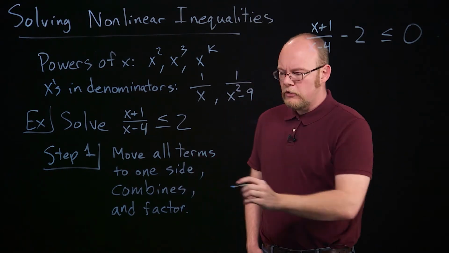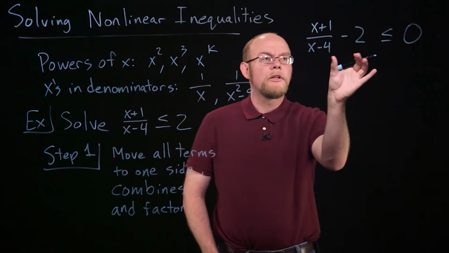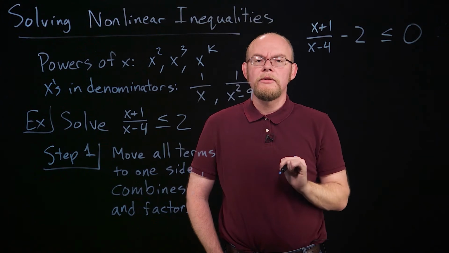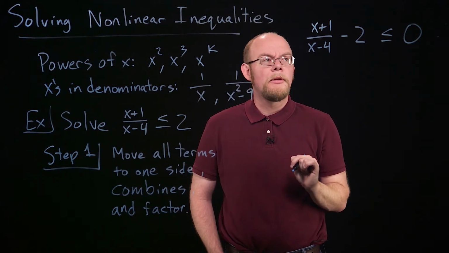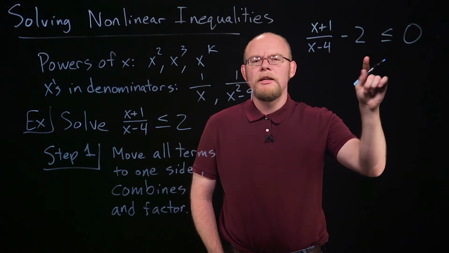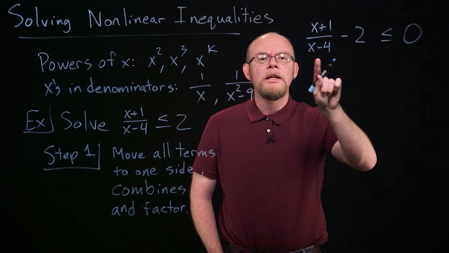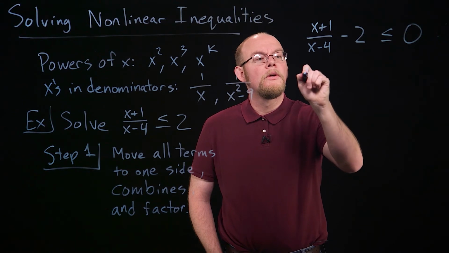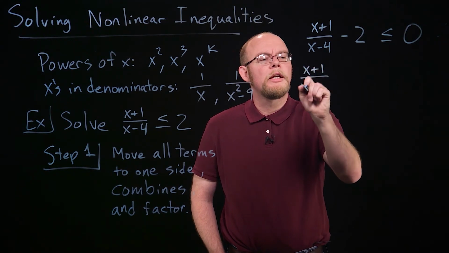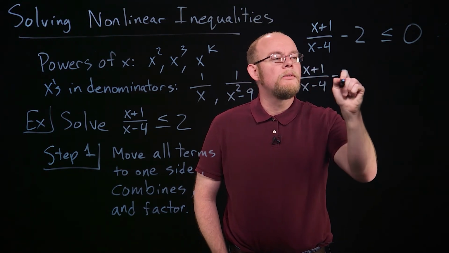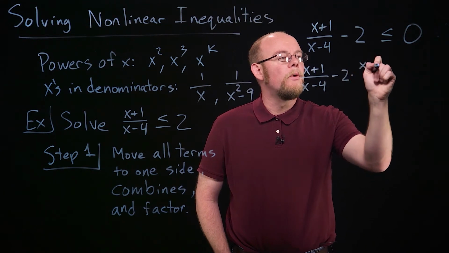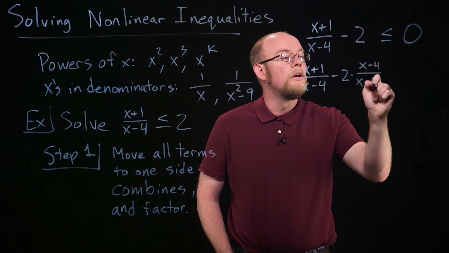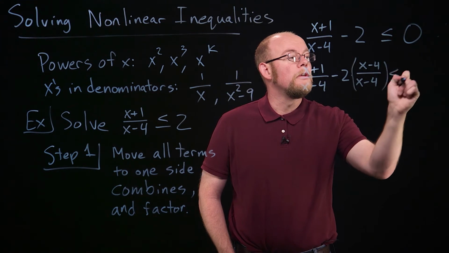Next, what we need to do is we need to combine the terms. So to combine the terms, we need to add these fractions, which means that we need to come up with a common denominator. Now this 2 has no denominator, which means that it has a denominator of 1, and this has a denominator of x minus 4, so that's what we're going to use. So we have x plus 1 over x minus 4 minus 2 times x minus 4 over x minus 4 is less than or equal to 0.